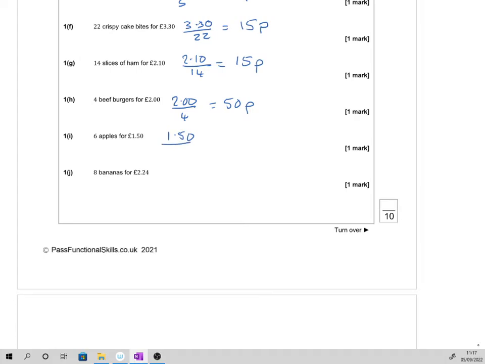£1.50 divided by 6. Remember, the answers are always in pounds if you do the calculations in pounds, but I'm just multiplying my answer by 100 to get pence. So £1.50 divided by 6, which equals a quarter, which is 0.25. Multiply that by 100 and I got 25 pence. Bananas, £2.24 divided by 8 equals 0.28, which is 28 pence.